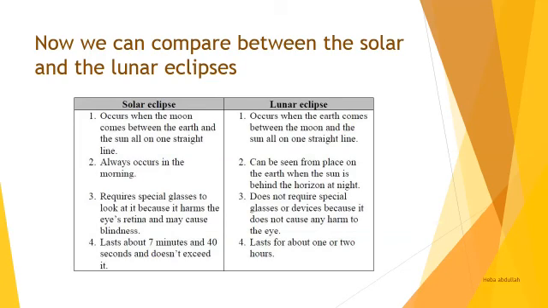For the lunar eclipse, it occurs when the Earth comes between the moon and the Sun all on one straight line. It occurs only at night and doesn't require special glasses. It lasts for about 1 or 2 hours.